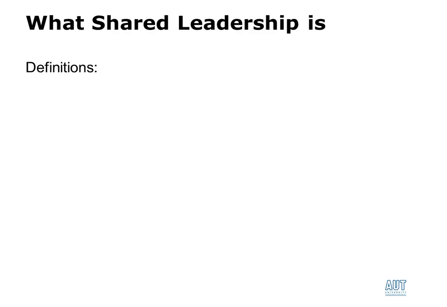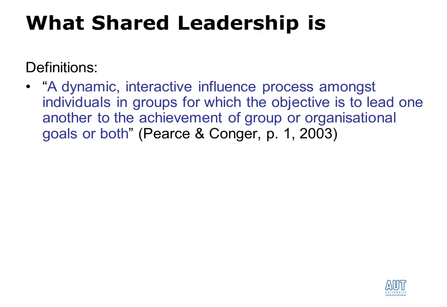So what is shared leadership? Now I've got a few definitions here, and I'm sorry about the density on this slide, but we'll talk through them as we go. Pearce and Conger suggest that a good definition for shared leadership is a dynamic, interactive influence process amongst individuals in groups for which the objective is to lead one another to the achievement of group or organisational goals, or both. So again, interaction, influence, where people are very level. So there are no leaders or followers. All the individuals are in together, and they're leading one another. So we're talking about acts of leadership in a group for organisational goals.